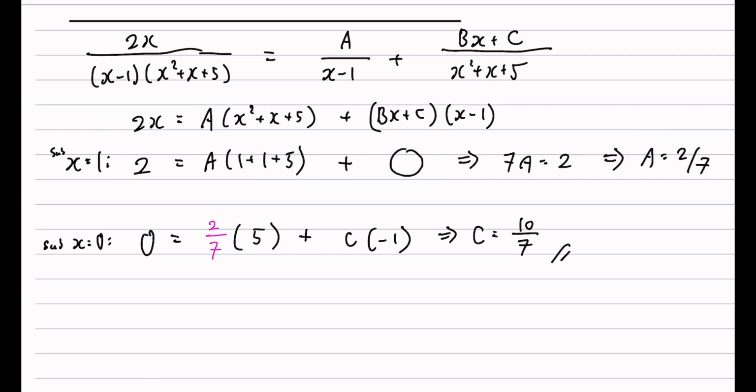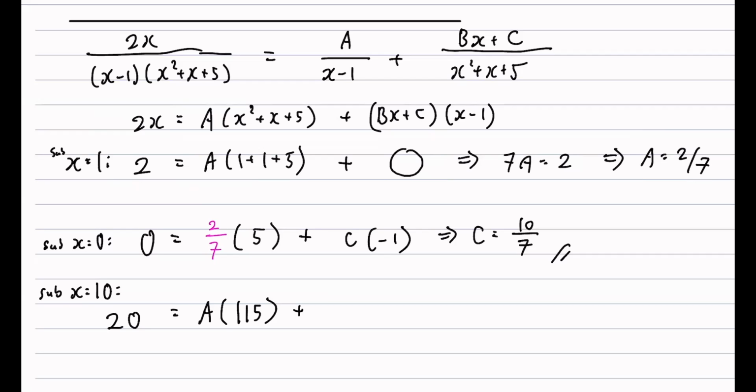Okay, not done yet. Still need to solve for b. Sub x equals, let's try something crazy. Let's try 10. It just works. Doesn't matter what number it is. Or if you want, you can also pick 11 or anything you like. So 2x becomes what? 2 times 10, which is 20. Then a times 10 squared plus 10 plus 5. I'm just going to use a calculator. 115. Then you just put down 115 here.